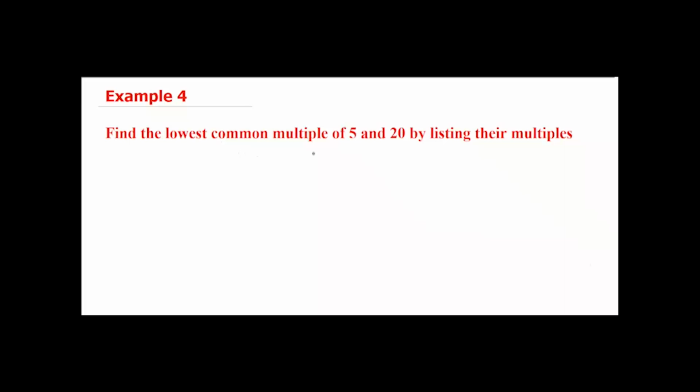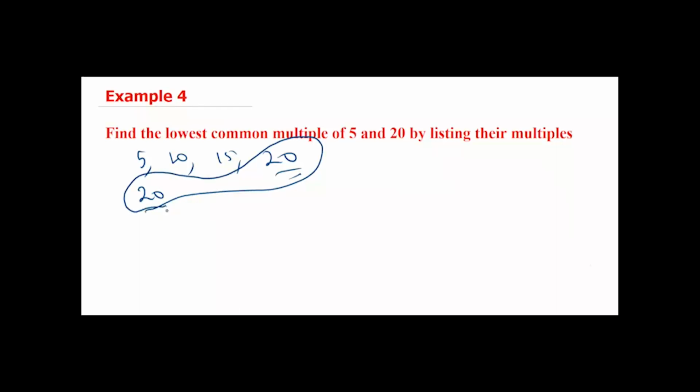Find the lowest common multiple of 5 and 20 by listing their multiples. So multiples of 5 will be 5, then you have 10, 15, 20. Since you have 20 here, stop. For multiples of 20, the first one will be 20, and you can stop here. So this will be their first common multiple, and it will be the lowest common multiple.